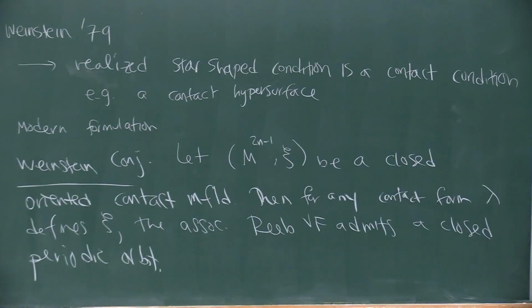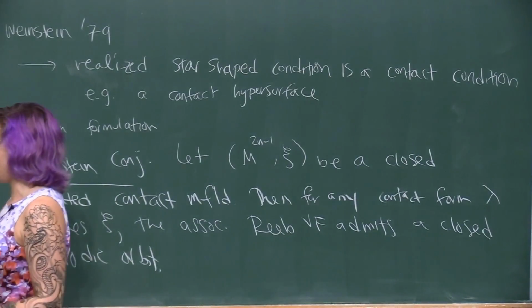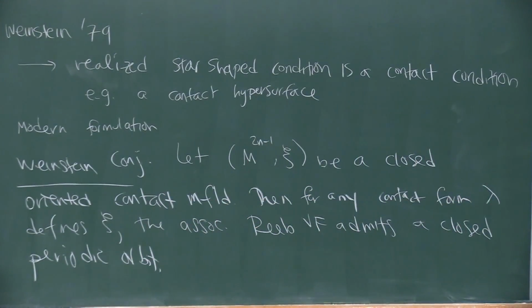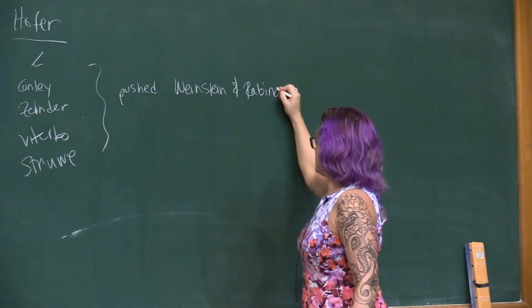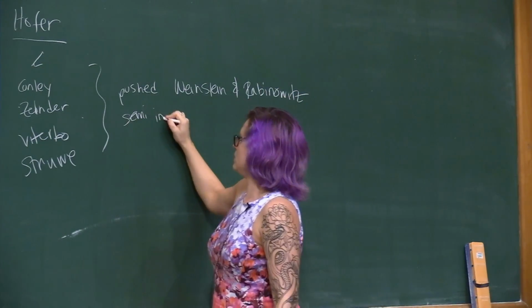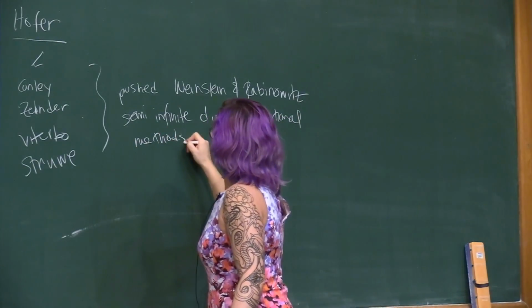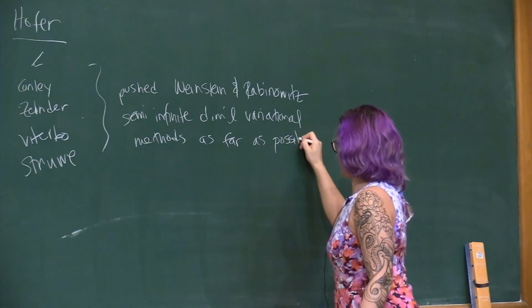So Hofer, with various people, so there was Conley, there was Zehnder, there was Viterbo, and then there was Struwe. But these guys were all proving various results, trying to push the results of Rabinowitz and Weinstein a little bit further, looking at hypersurfaces inside of cotangent bundles, looking at hypersurfaces in more general symplectic manifolds, and they pushed the Weinstein and Rabinowitz variational methods, which are semi-infinite dimensional. And so this was all through the late 80s.